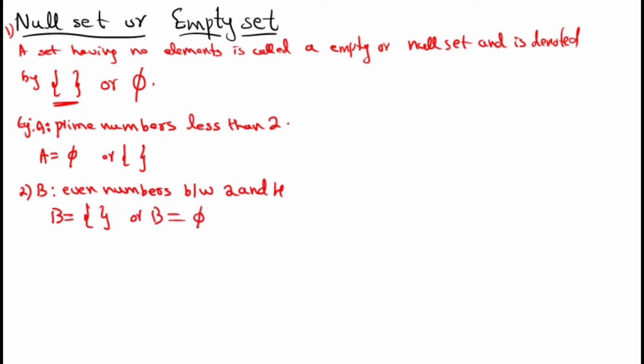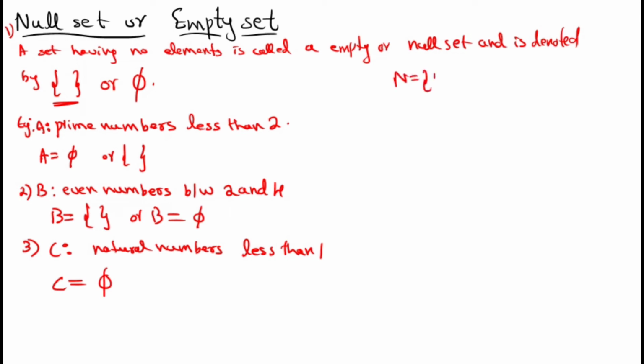Or take the third example, set C such that natural numbers less than 1. Then you can write C is equal to empty set, because natural numbers start from 1, 2, 3, up to infinity, right? Again, these are all examples for empty set. Just to remember, the set having no element is called an empty set, and it is denoted by this symbol. Okay, now check the example.